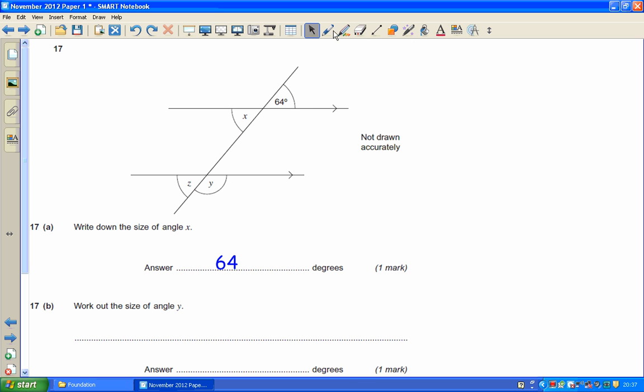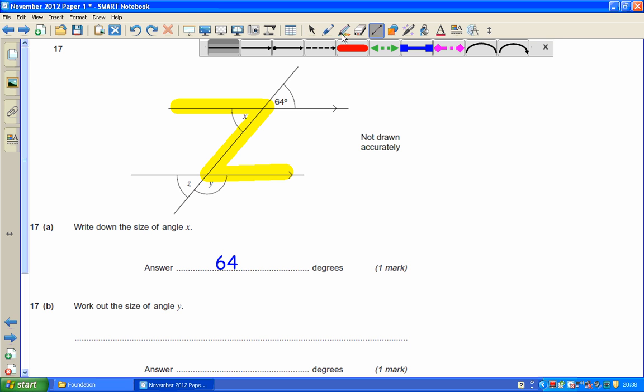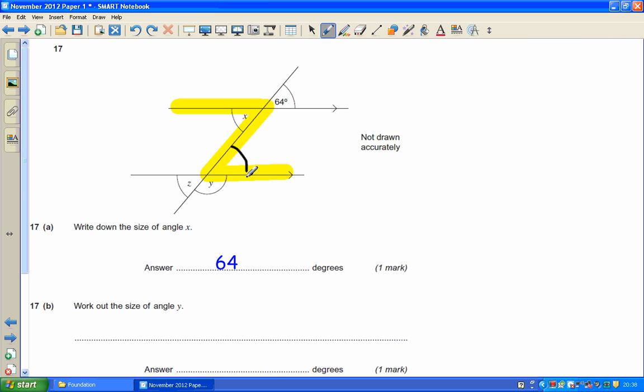Okay, so to work out the size of angle y, we've got a couple of choices. With x here, we've got ourselves a z angle, or alternate angle, like that. Now that means that this angle here, underneath here, is the same as angle x. So that angle there is going to be 64.